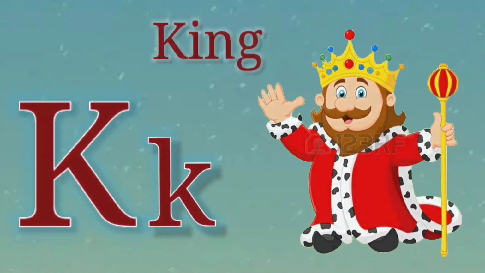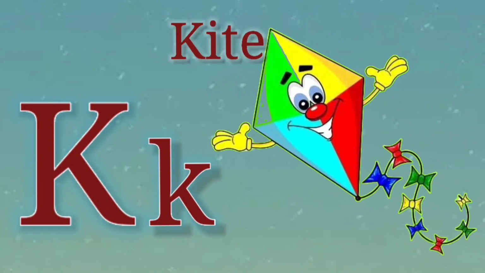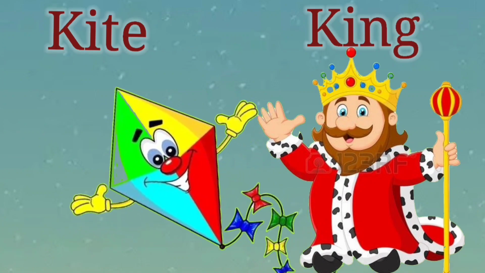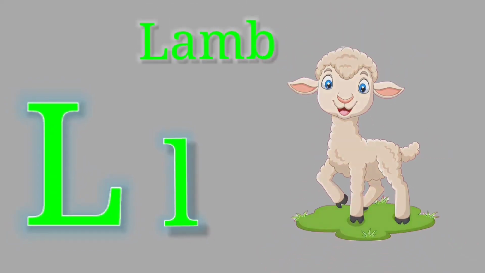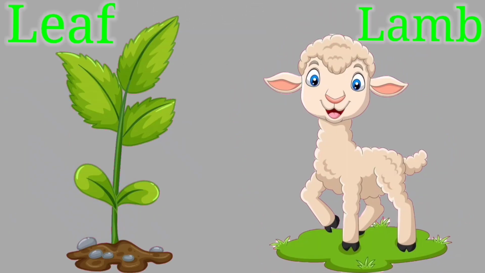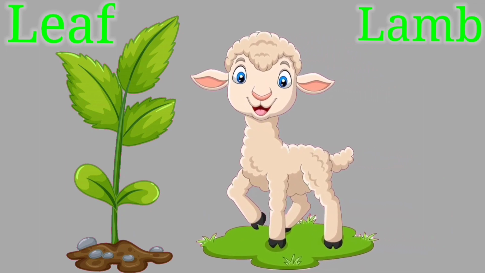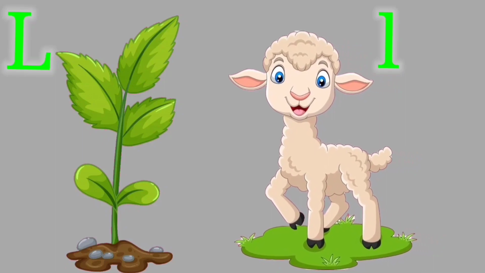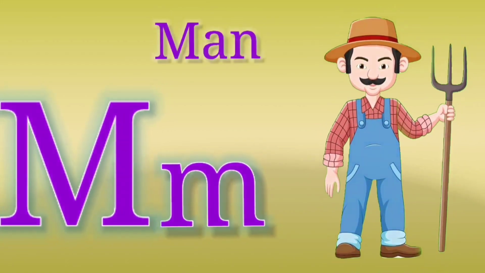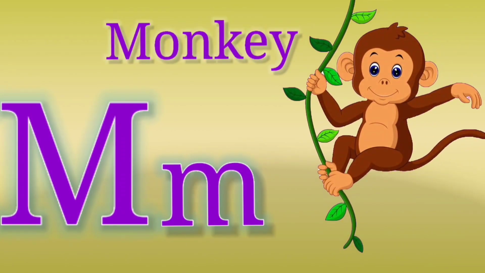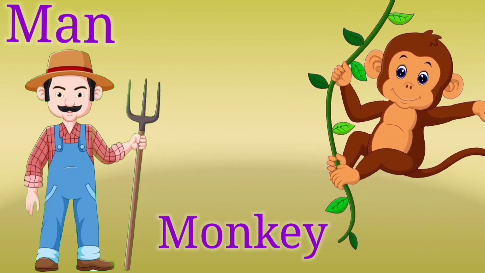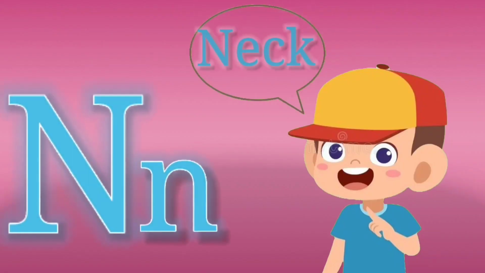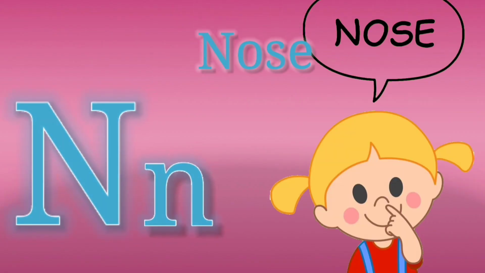K for king and K for kite, k. L for lamb, L for leaf, l. M for man and M for monkey, m. N for neck, N for nose.